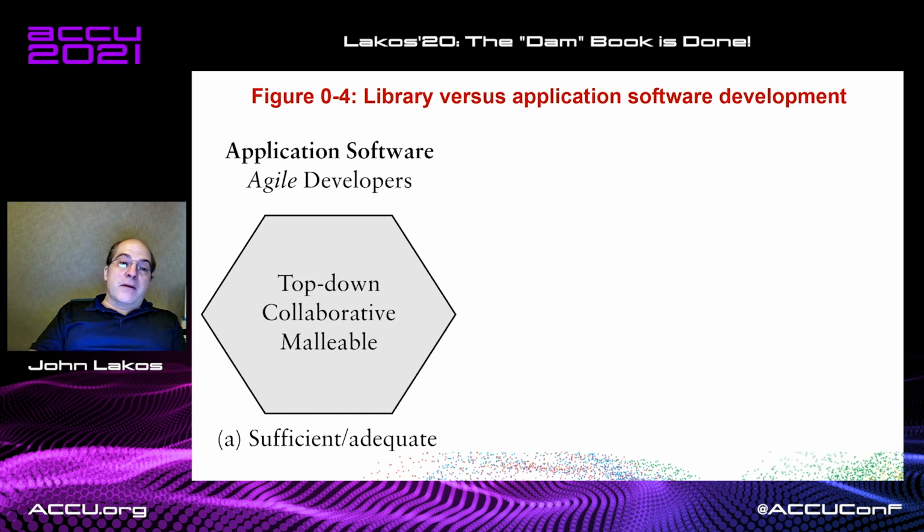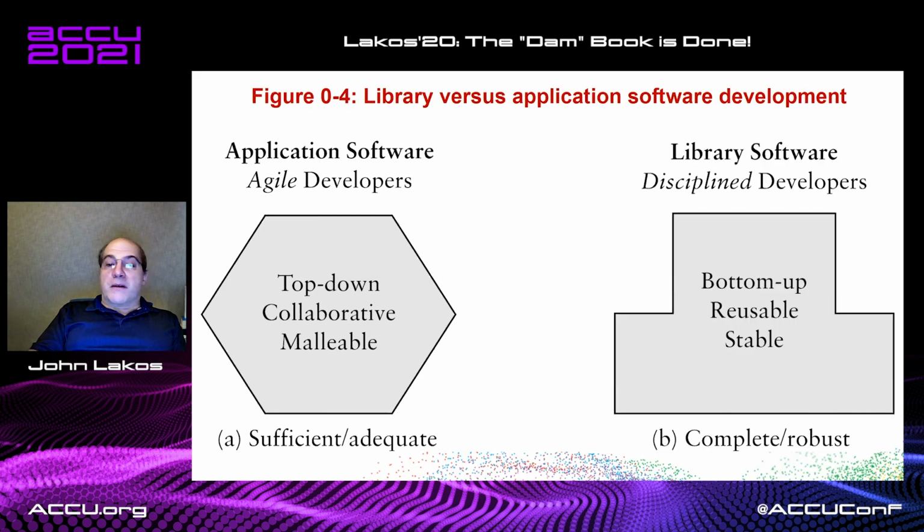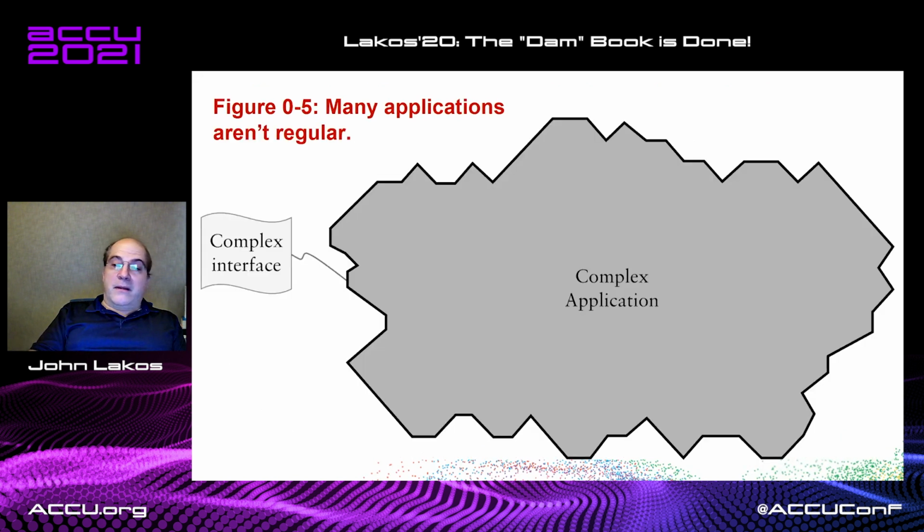So top-down or application software is typically top-down, collaborative, and malleable, whereas library software is typically bottom-up, reusable, and stable. And we're going to look into a little bit what that means shortly. Imagine you're writing a complex application. If anybody's ever tried to do this, you know that specifying it is difficult. The edges are very rough and they change with time. Even while you're trying to specify it, they can be changing as you go.